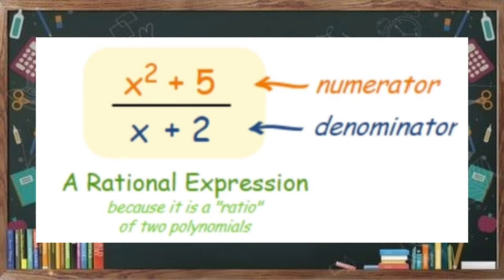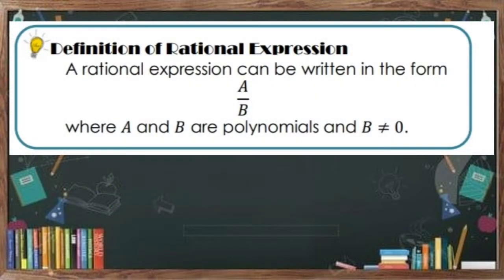So in this given example, x squared plus 5 over x plus 2 is a rational expression because it is a ratio of two polynomials, kung saan ang ating numerator ay x squared plus 5 at ang denominator ay x plus 2. Okay, so the definition of rational expression is it can be written in the form a over b, where a and b are both polynomials and ang b dapat ay hindi magiging equal to 0.